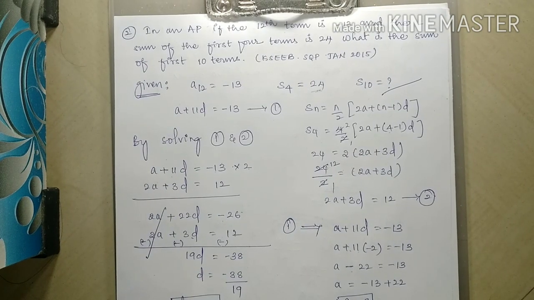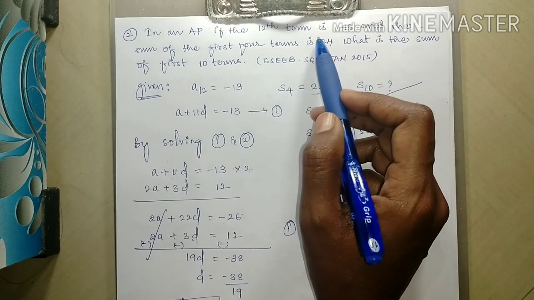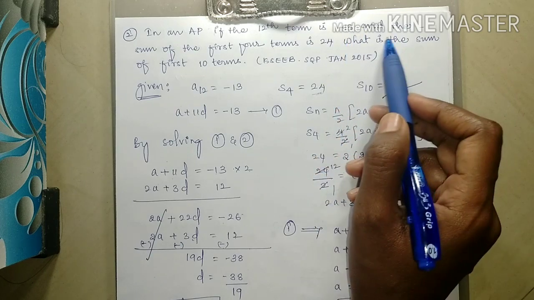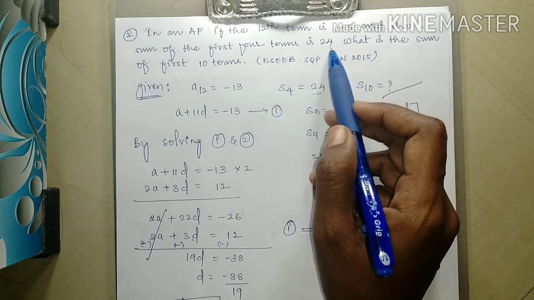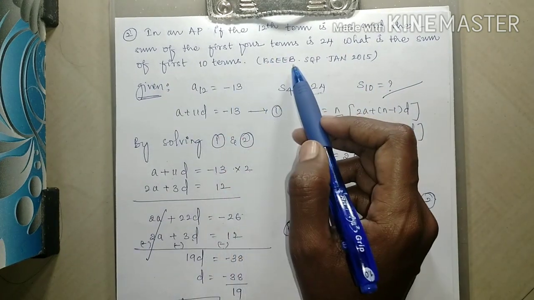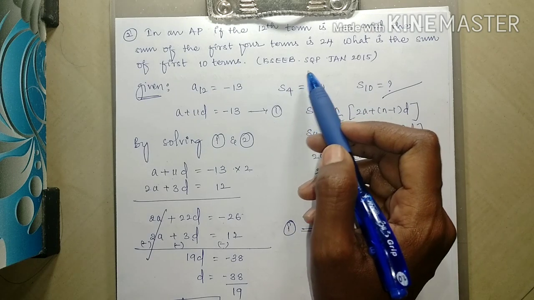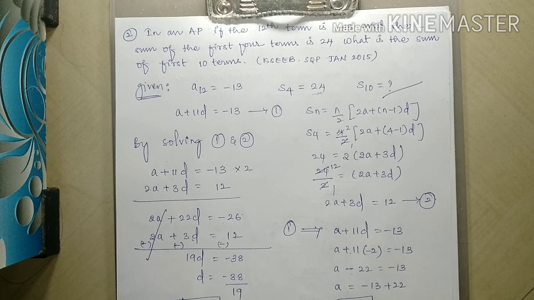So this is example number 2. In an AP, if the 12th term is minus 13 and the sum of the first 4 terms is 24, what is the sum of the first 10 terms? This question is from the KSCEB solved question paper, January 2015.